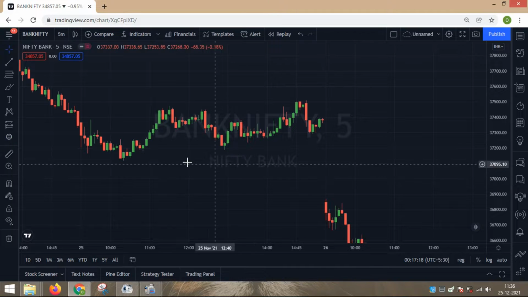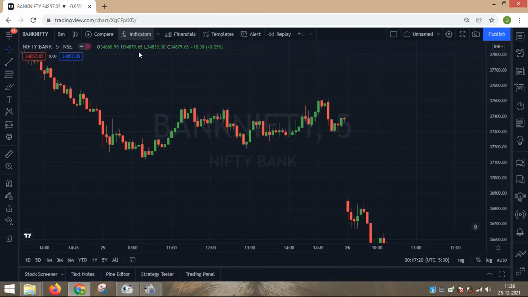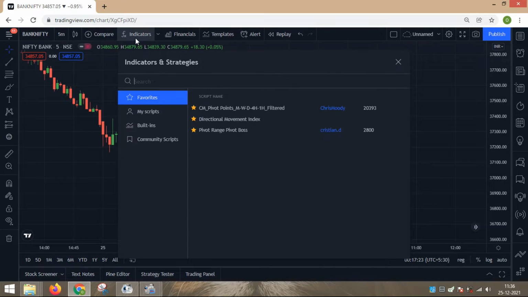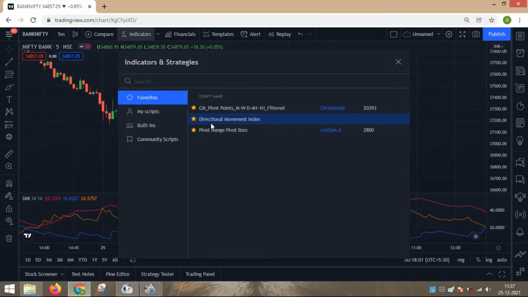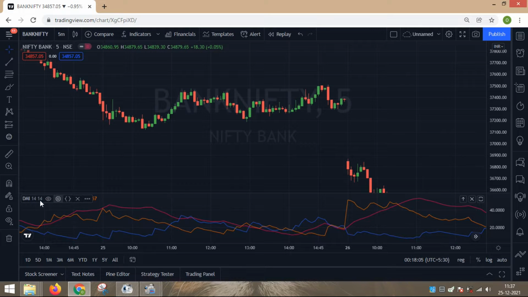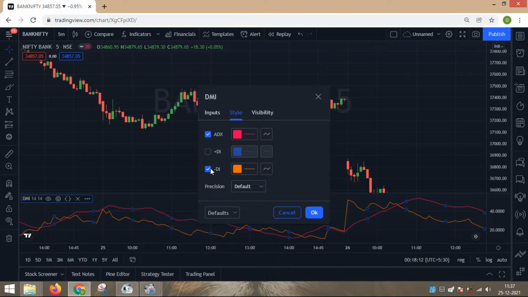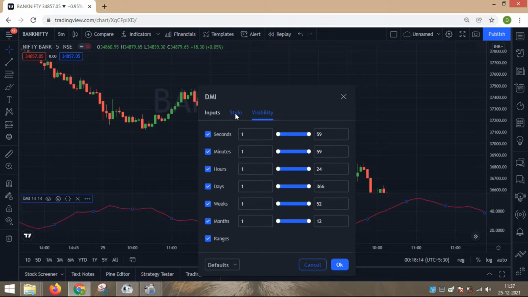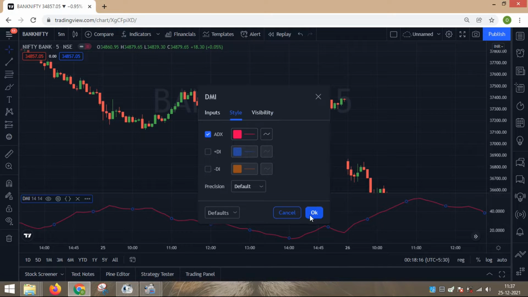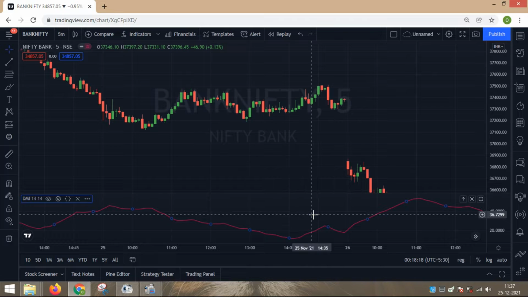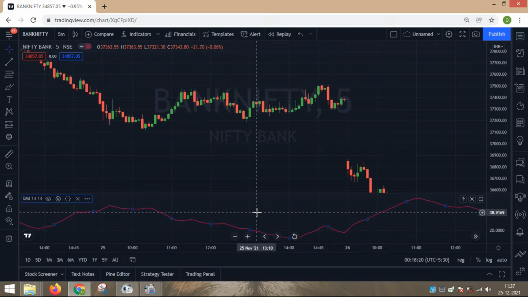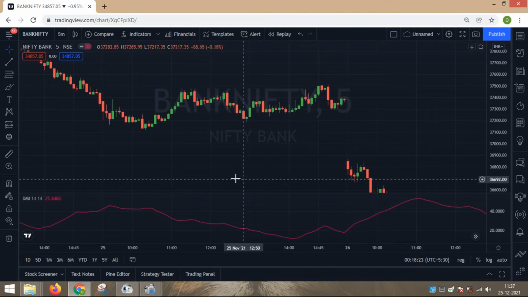So first we are going to set up this indicator. Here you have to go to the indicators and type the directional moving average. I have already saved this indicator, so I have clicked over here, and now you have to go to the settings. On the middle tab you have to uncheck the two boxes, the rest of the settings will be the same. Now you have to click on OK, and now your indicator will look like this.